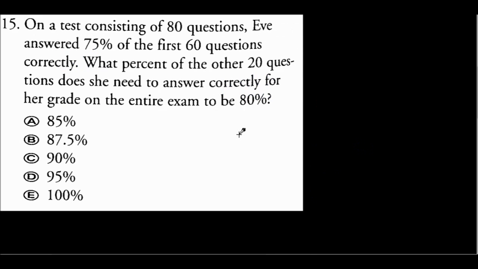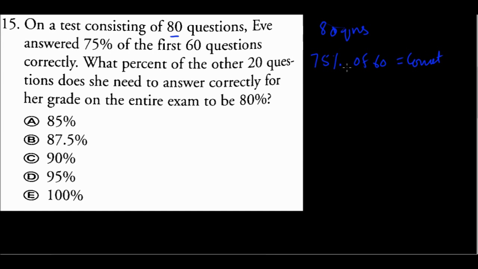Let's do a couple more examples of GRE type percent questions. Alright, so here we have, on a test containing 80 questions, Eve answered 75% of the first 60 questions correctly. So you have in total 80 questions, and Eve answered 75% of the first 60. 75% of 60 is correct.